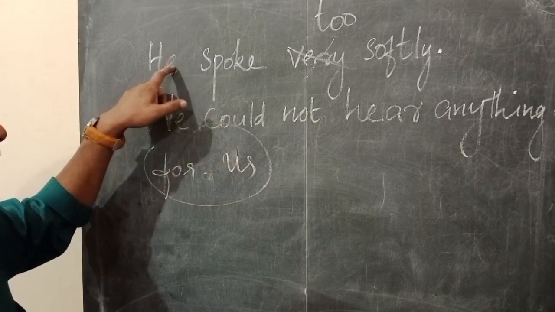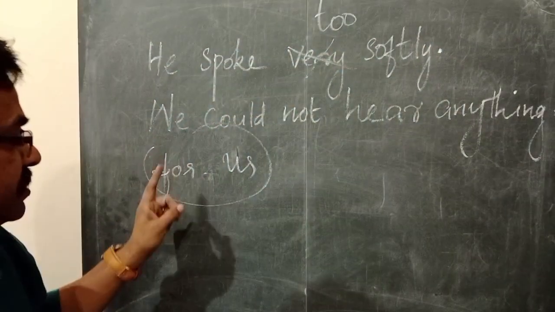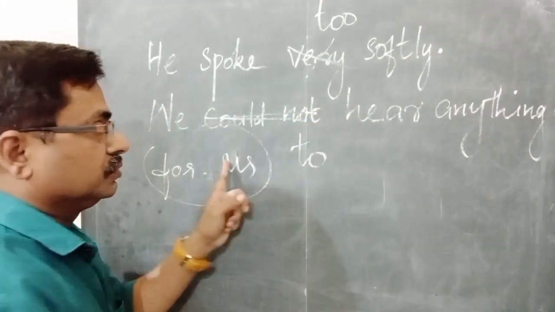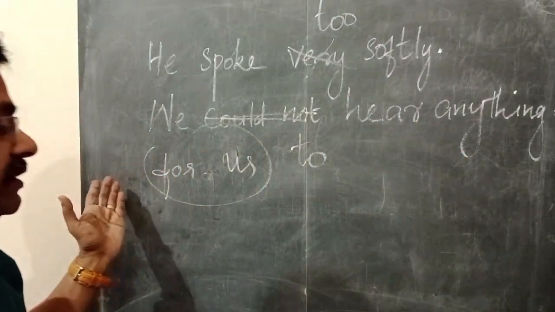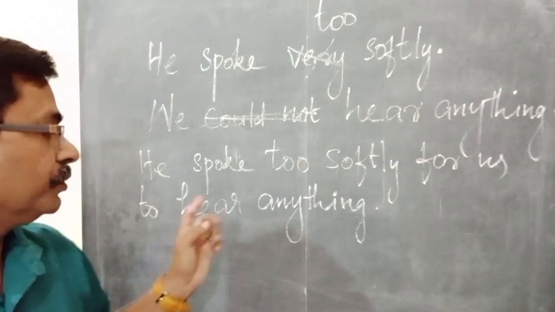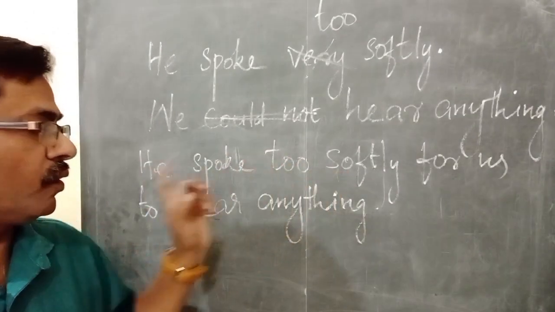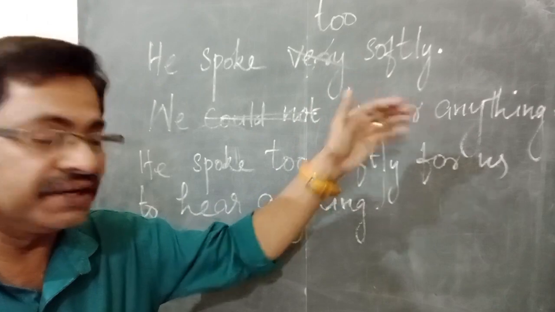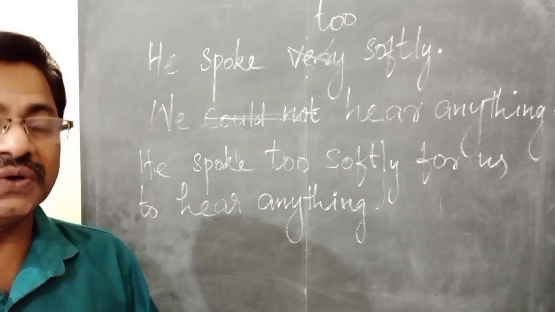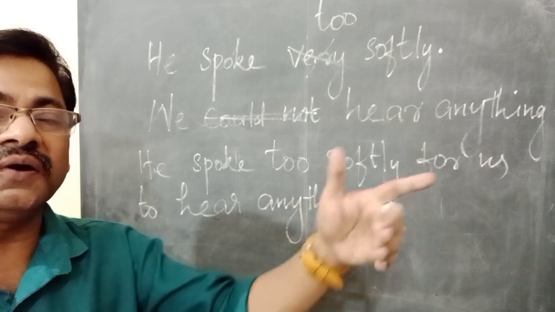Now what is the answer? He spoke too softly. Sentence is over. Second subject in such a way: for us. In the place of cannot, could not, we have to use to, and complete the sentence. So you will get the answer: He spoke too softly for us to hear anything. Its meaning is he spoke very softly, or he spoke so softly that we could not hear. That is the meaning of it. So that not. He spoke so softly that we could not hear anything.